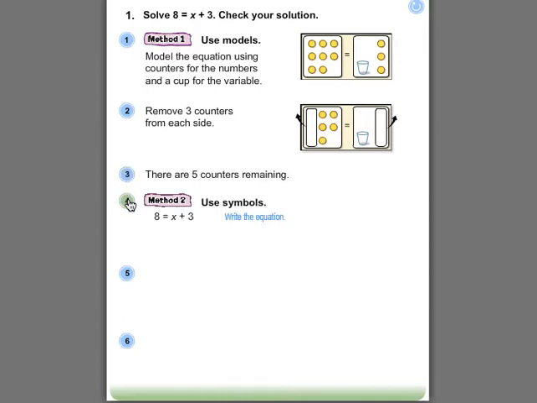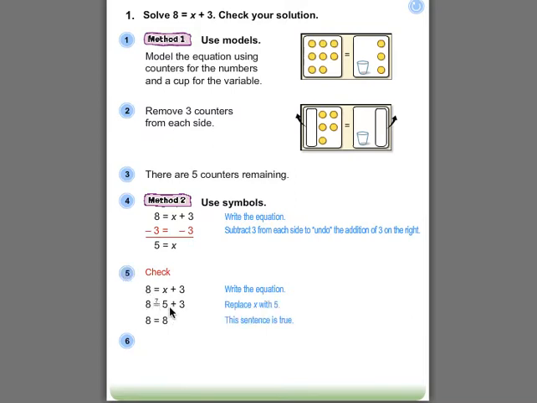The other way is to use symbols. Write the equation and subtract 3 from each side, and 5 equals x. Check: 8 equals x plus 3. Write out the equation where you substitute your answer for the variable. 5 plus 3 equals 8. Using either method, the solution is 5.